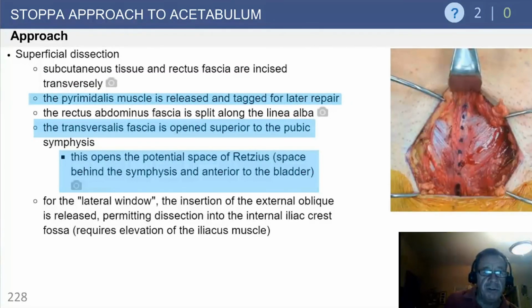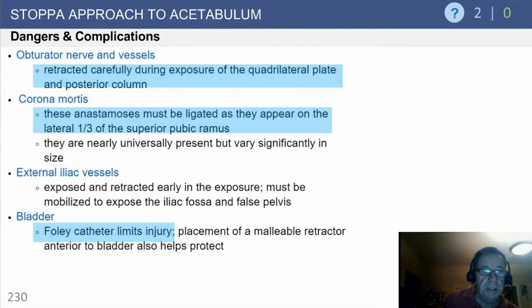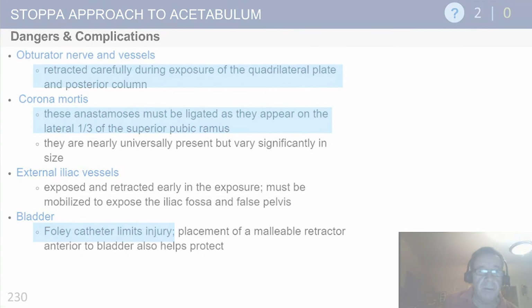This is an example of the superficial dissection, and then the deep dissection getting to the origin of the rectus abdominis muscle being released and looking for the anastomosis between the external iliac and the obturator vessels, which should be identified near the superior pubic ramus and ligated as well. Dangers are many, including the obturator nerve and vessels, the corona mortis, the external iliac vessels, as well as the bladder, obviously indicating the extensile nature here.